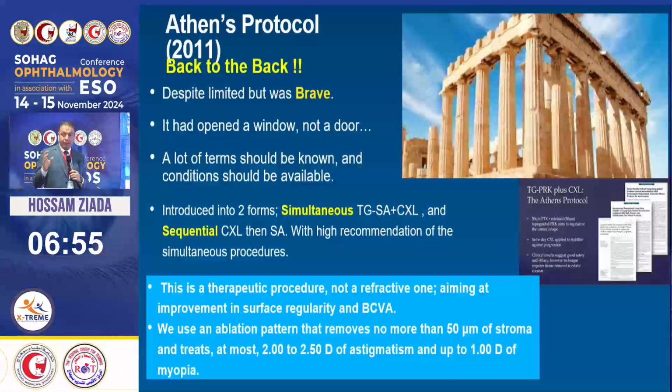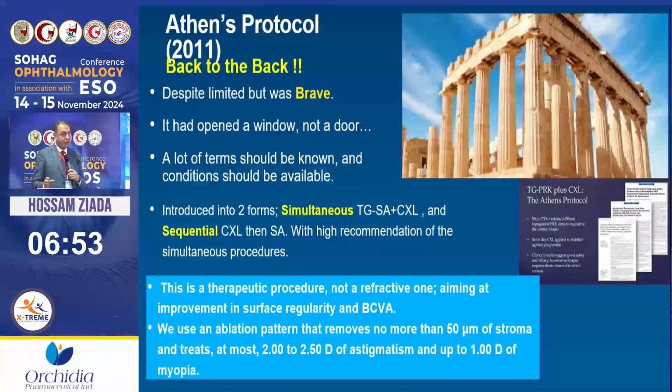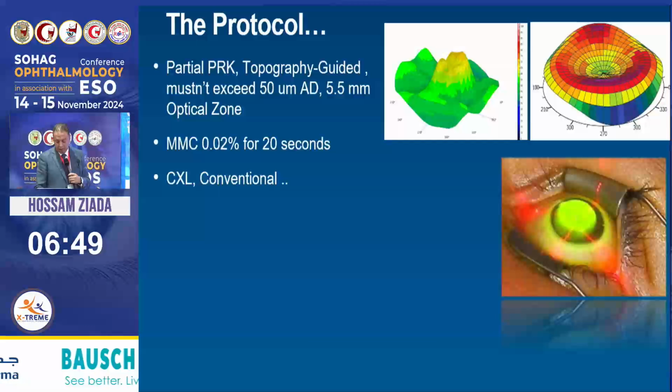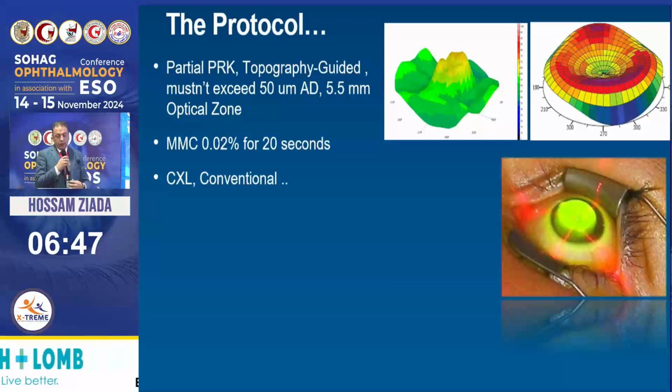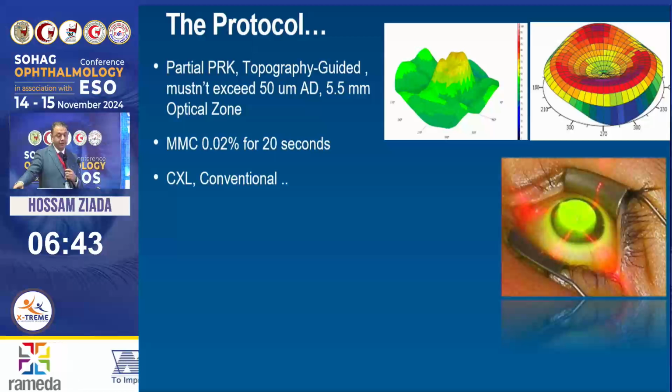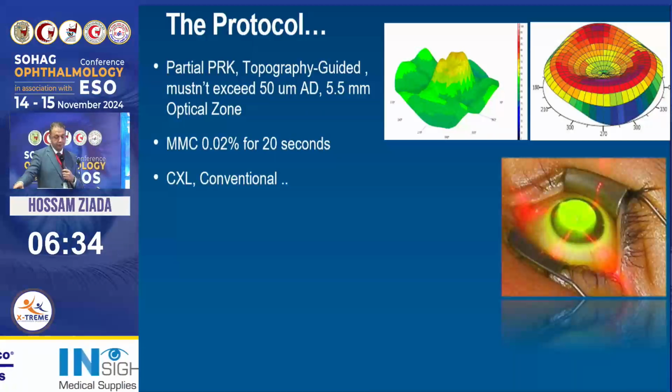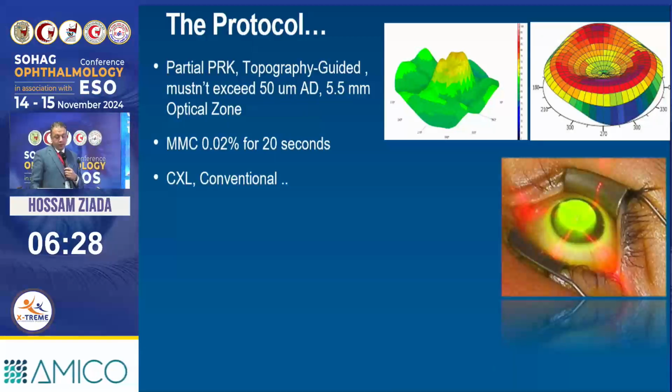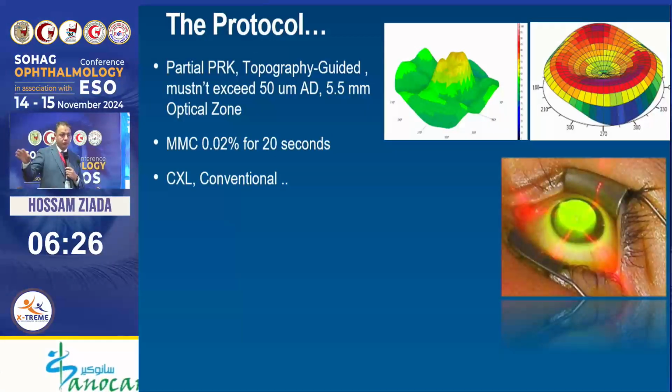Again, it's a therapeutic procedure, not a refractive one. The protocol was partial PRK, topography guided, which mustn't exceed 50 microns ablation depth, with a 5.5 millimeter optical zone. Then mitomycin application 0.02% for 20 seconds, then cross-linking with the conventional technique.